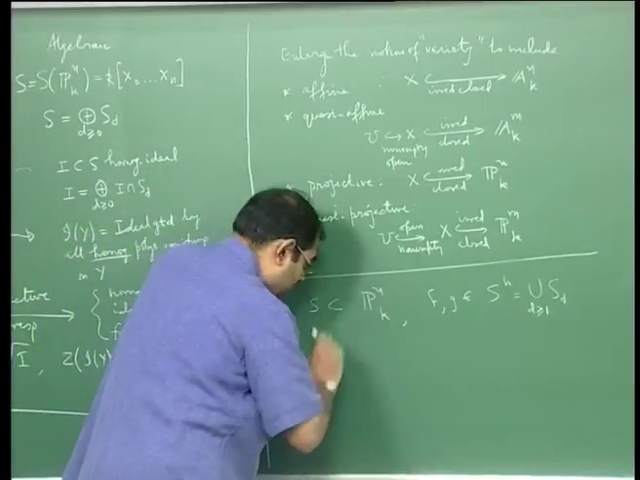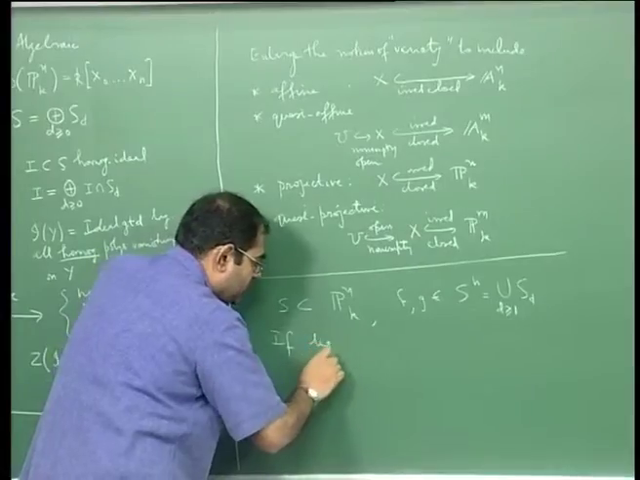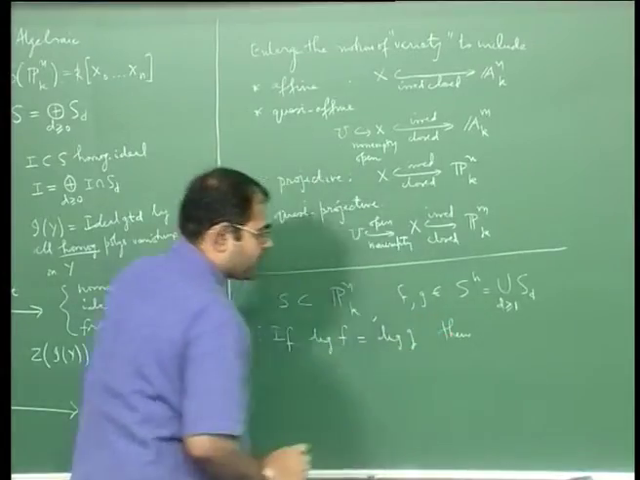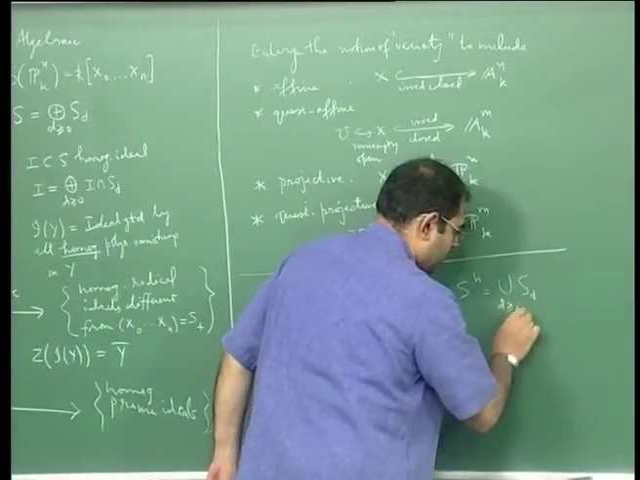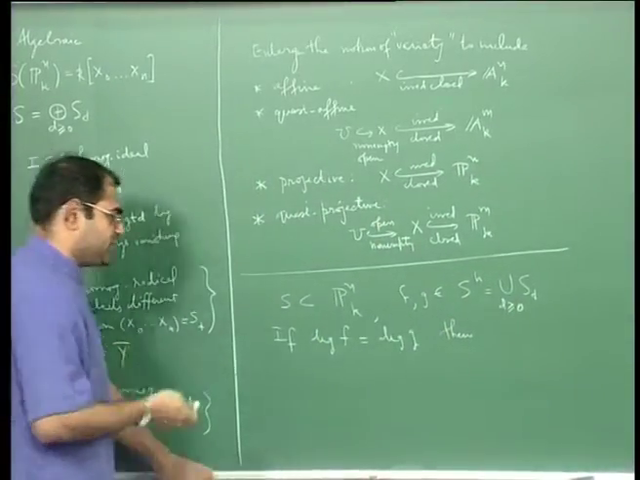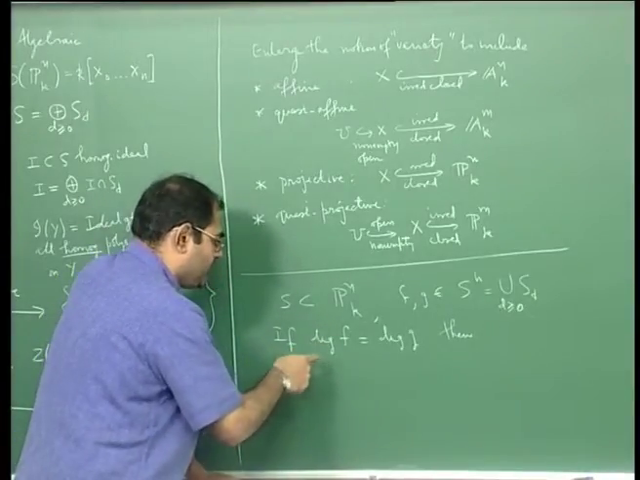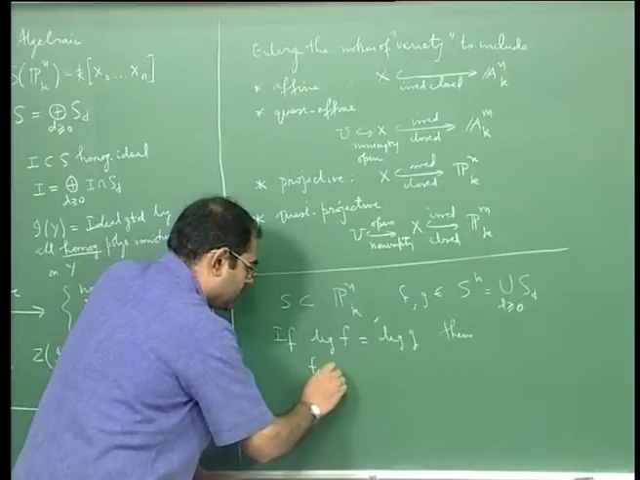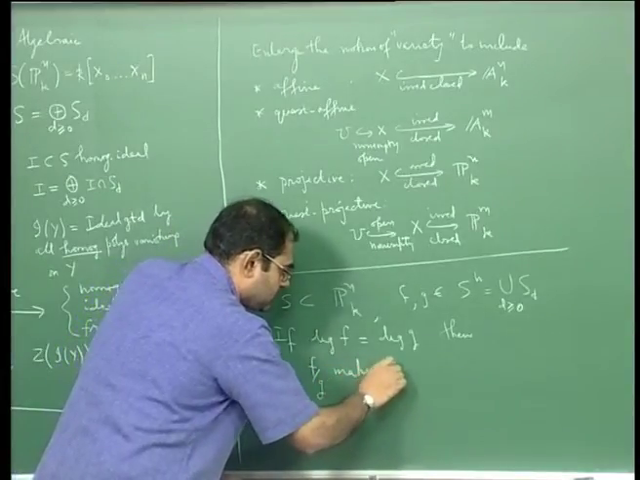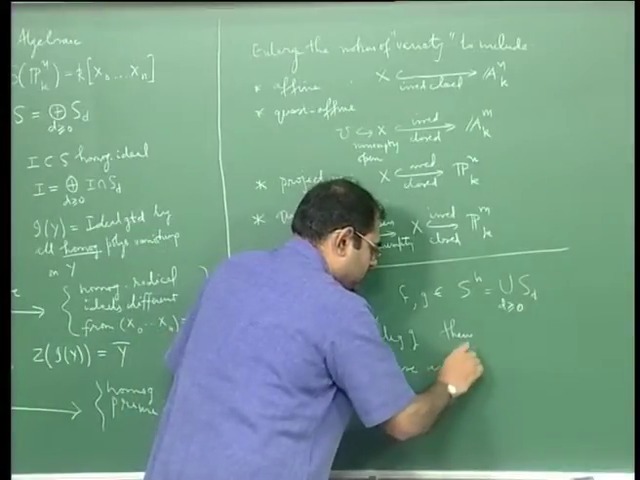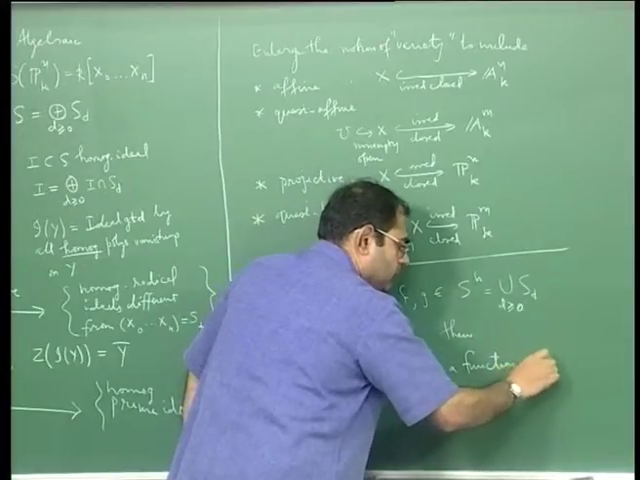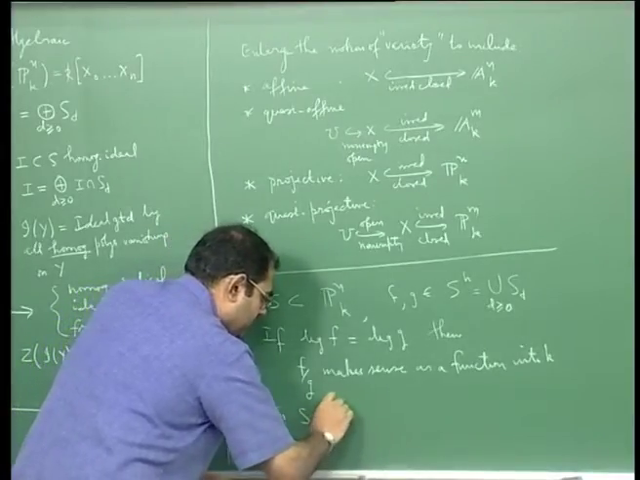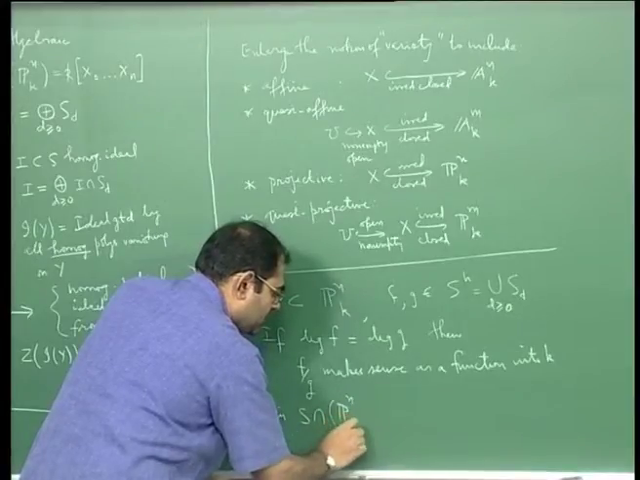But the point is that if the homogeneous degree of f is equal to the homogeneous degree of g, then, maybe there is no harm in including 0 also, because anyway constant functions will make sense. So if both of them have the same degree, then f by g makes sense as a function into k in S intersection the complement of Z of g.